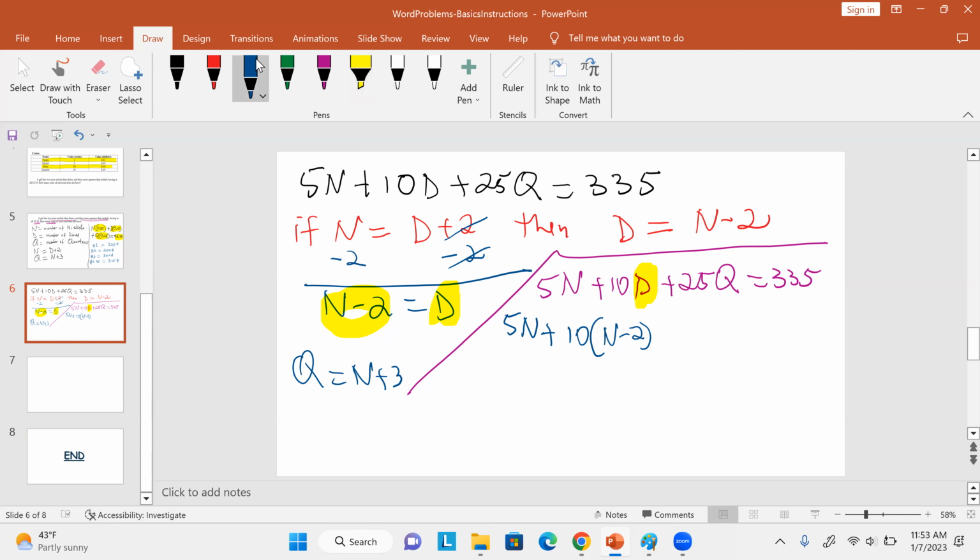Plus 25 parentheses n plus 3, where the n plus 3 came from, q is the same as n plus 3. And I replace q by n plus 3 because in my equation, I want to keep n as the only variable. That will help me to solve this problem without difficulties. And we have 335. Okay, we're going to rewrite the equation by removing the parentheses, and we're going to use the distributive property.